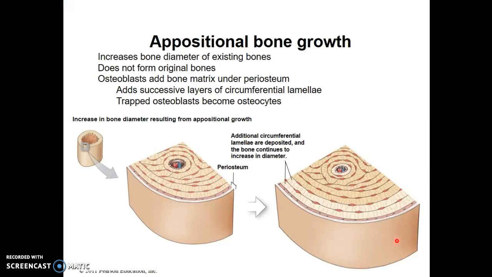Appositional bone growth is growth of the bone in diameter. So as an infant grows to adulthood, the existing bone increases in diameter. Osteoblasts exist in a cellular layer on the inside of the periosteum, and those osteoblasts add the bone matrix. So you can see these circumferential lamellae added around the circumference of the bone.